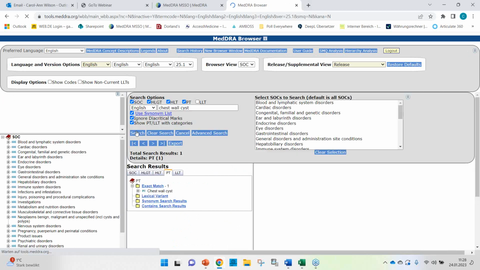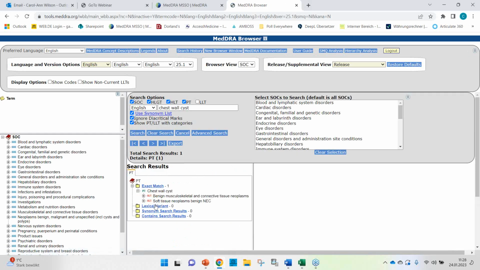Here we are, grouped under benign musculoskeletal and connective tissue neoplasms, because cysts are considered neoplasms. It's too specific. It's not reported to be a cyst, so we don't know what condition is causing the swelling. It would be an interpretation, and the same holds true for skin edema.